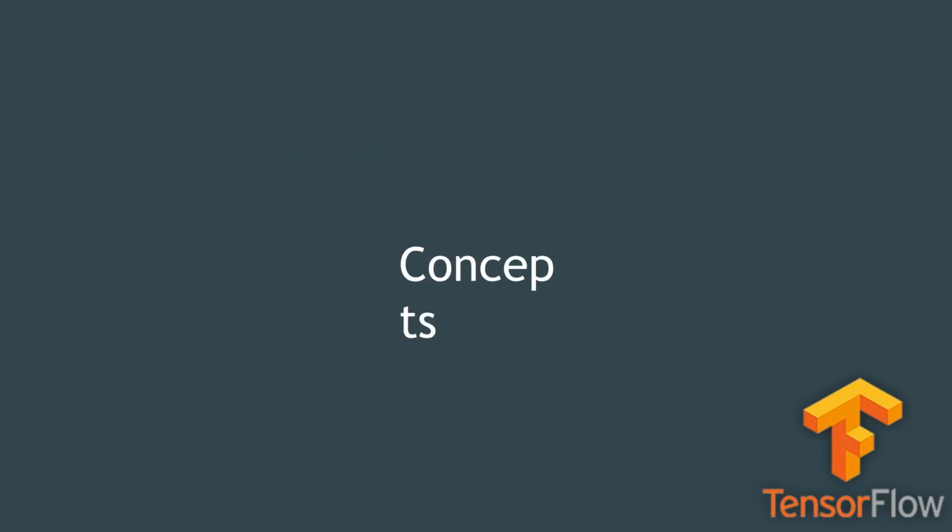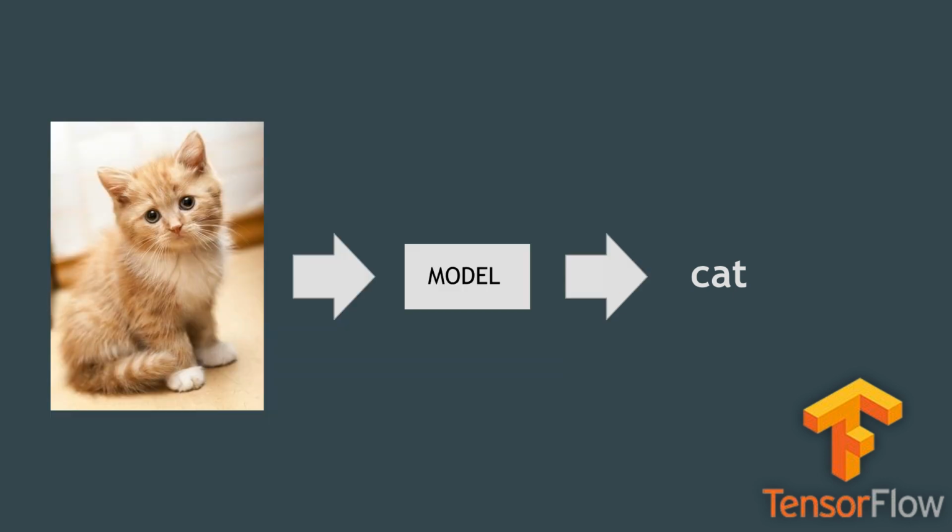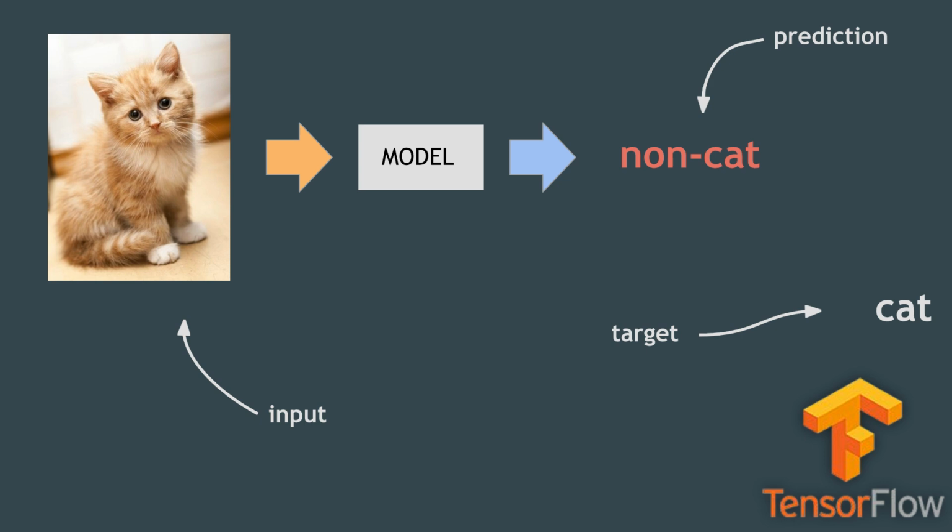Next, we will cover some fundamental concepts of TensorFlow. The goal is to go from an input image to the output classification cat. This transformation is done through a model. If the model predicts non-cat, while the actual target is cat, there is an error. This illustrates the input, prediction, target flow. The input image leads to a prediction from the model, which is compared to the actual target.